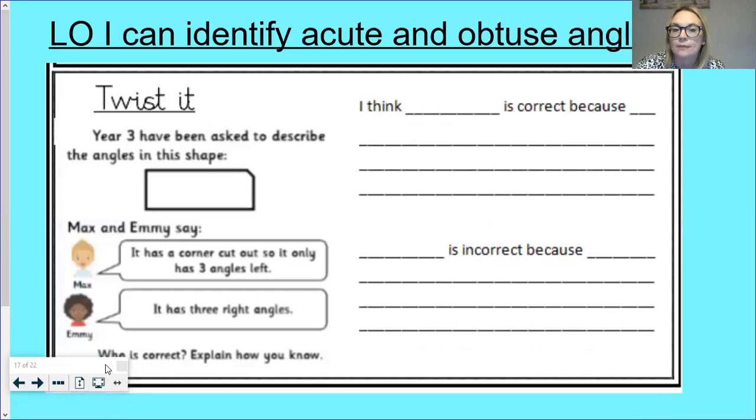When you've done the do it, if you've still got time, have a go at the twist it. Similar to some of the things we just went through together, the first part of the twist it says year 3 have been asked to describe the angles in this shape. And you've got Max and Emily giving their opinions. You can have a read through those, and we want you to say who you think is correct and why. Remember, in our twist its, we'd like you to explain why they're correct, how you know. Really important. So that's your twist it.